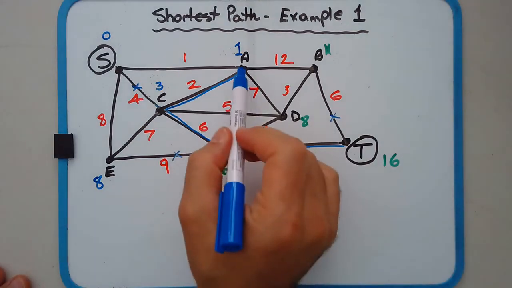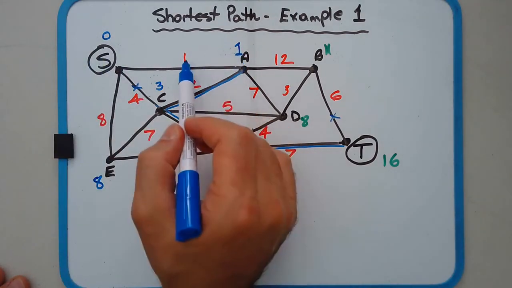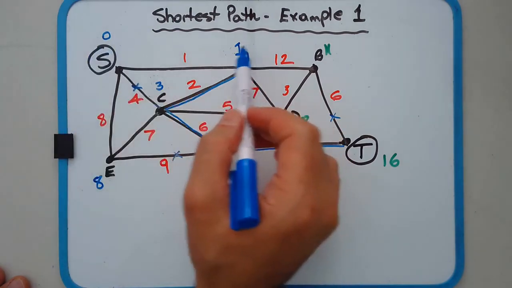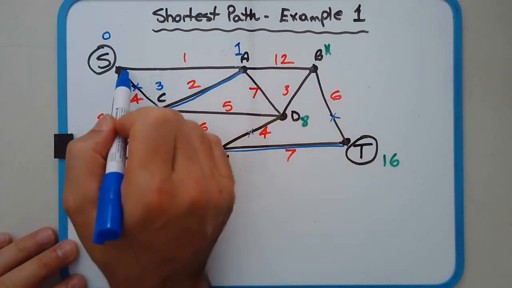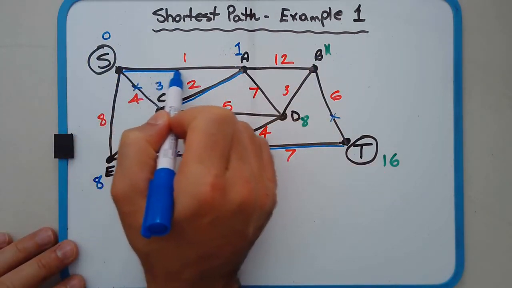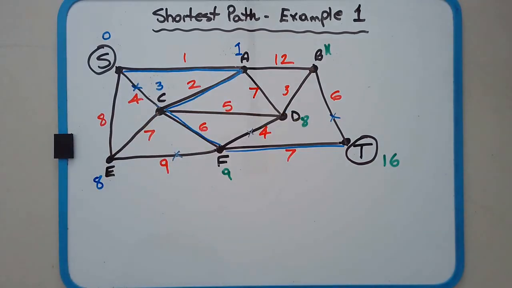And then finally, from A back to the start, 1 minus 1 is 0, and that works. In fact, what other choice do we have, really? But it's just a way to verify that we actually did the right thing.